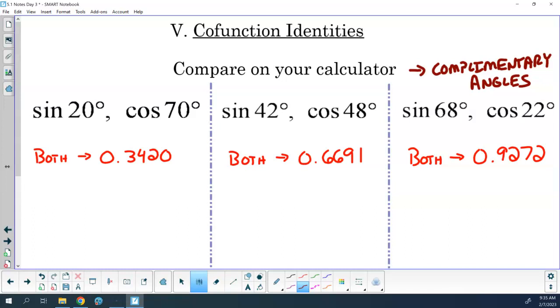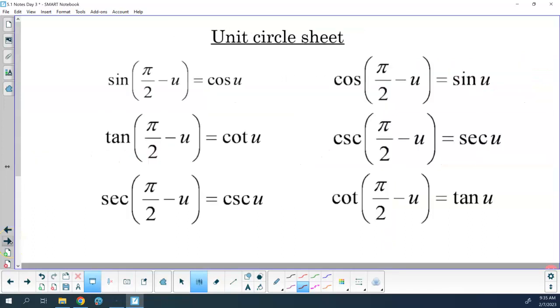So because of that fact, we have 6 more identities for you. And these are numbers 12 through 17. Very easy to know when to use them because you will either see 90 degrees here or pi over 2 minus the angle. Then you know that you're dealing with a complementary angle.